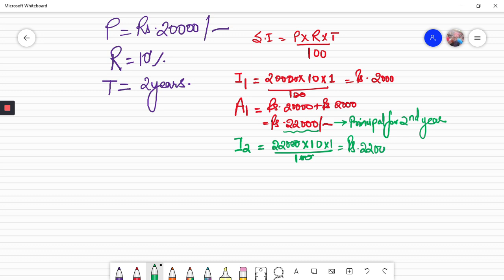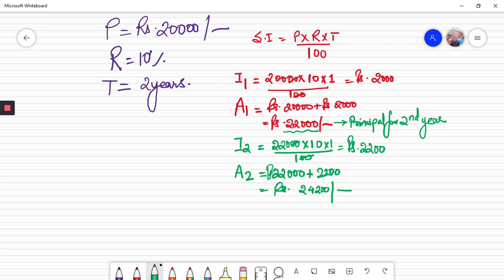Now amount at the end of second year will be equal to 22,000 plus 2,200, that will be equal to rupees. Don't forget to mention the rupees here. So it is 24,200.